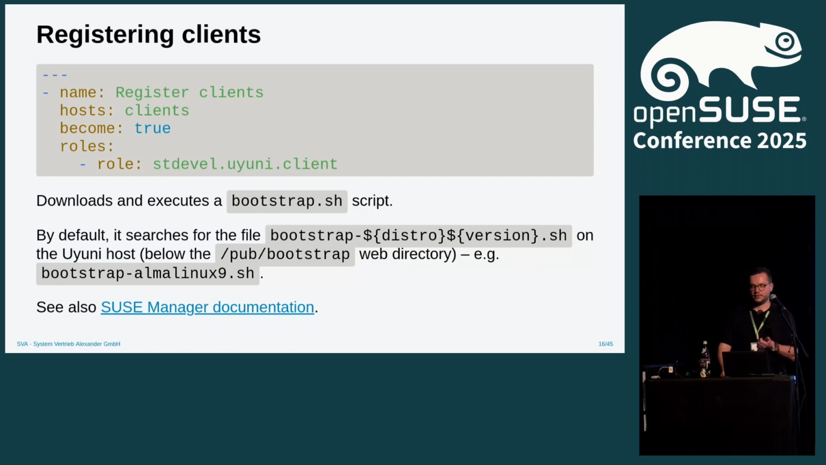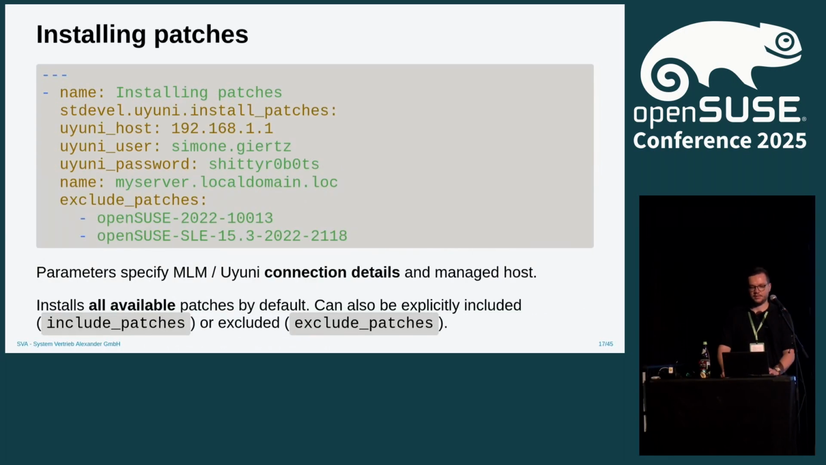Okay, now we installed a new system, we registered clients. How do we patch them? This is what we're going to see in this example. Yet another playbook that installs patches. And for this, we have an Ansible module. It's the install patches module.